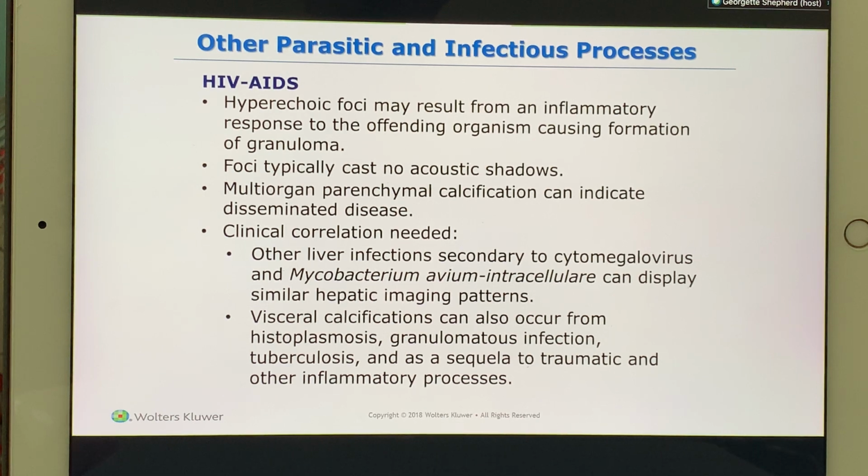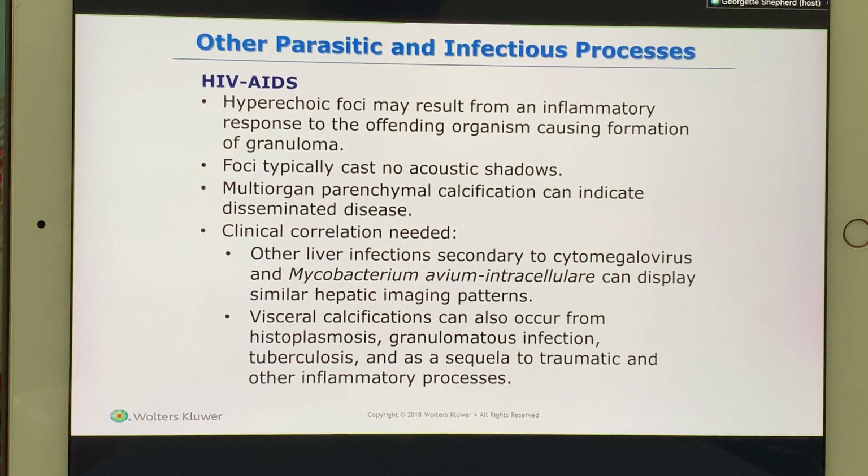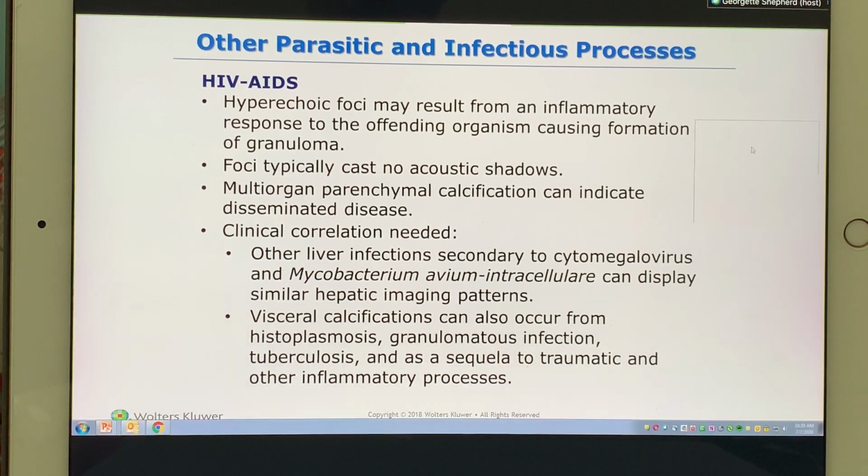So the echogenic foci that can develop with AIDS: it can cause the liver to build granulomas and foci that don't have acoustic shadowing. Cytomegalovirus is another thing that happens with HIV and AIDS. It's where they have a conglomerate of different viruses that affect the body. One of those is always mononucleosis.